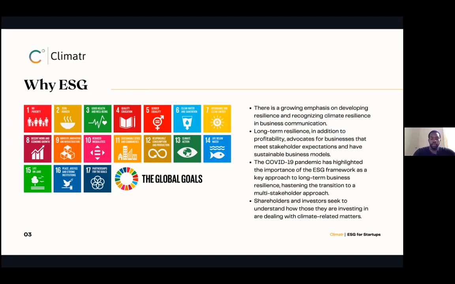And another reason why it's important that startups or business owners start considering ESG is also that stakeholders are really mounting expectations on business owners to show how they are able to withstand or remain resilient even in the face of climate change related catastrophes.